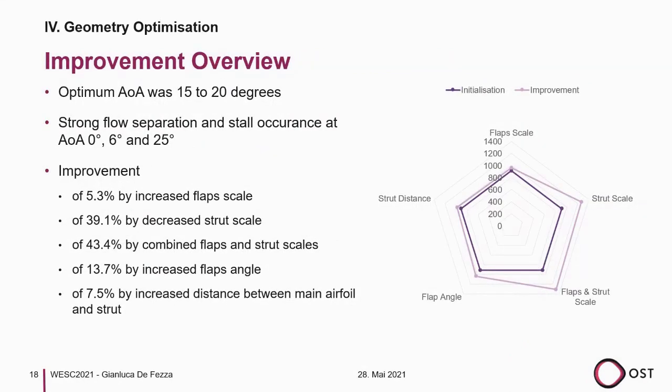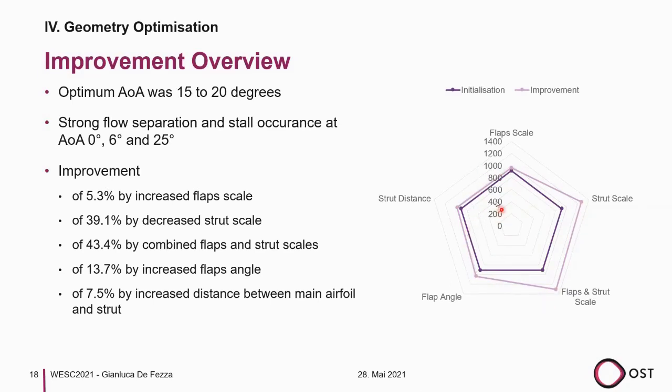So having said that, here's a short improvement overview. We could see that the optimum of angle of attack lies between 15 and 20 degrees. We also recognized that we had some strong flow separation and stall occurrence at 0, 6, and 25 degrees. The improvements are also concluded here. We see that the dark line is the initial geometry, and the purple one is the optimized approach.